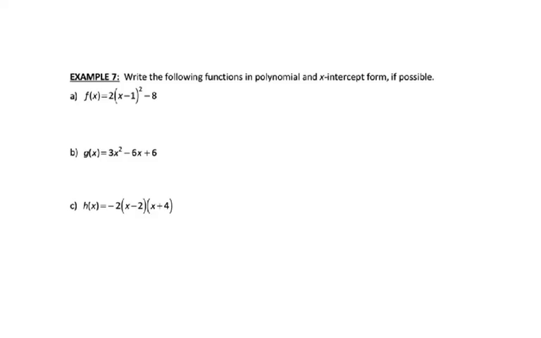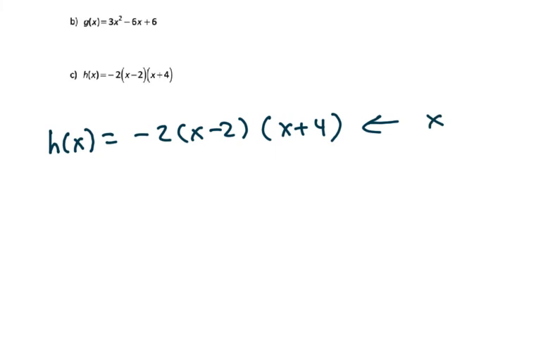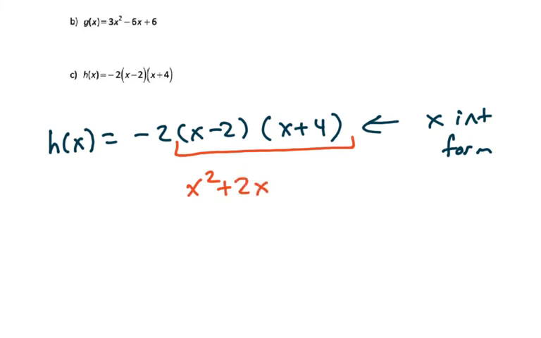So let's see how much we have to flex for the last one, h of x. H of x is nice in one sense. It's written already. This is in x-intercept form. So all I need to do is factor it out to get it into polynomial form. So this is going to become x squared plus 2x minus 8. Again, 4 minus 2 is 2, and 4 times negative 2 is negative 8. It's kind of a nice shortcut, so you don't have to worry too much about it.